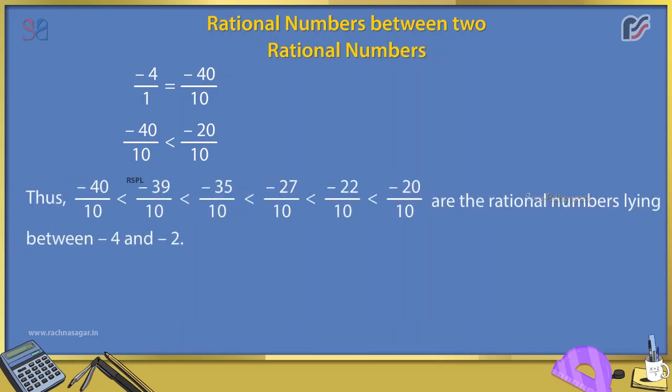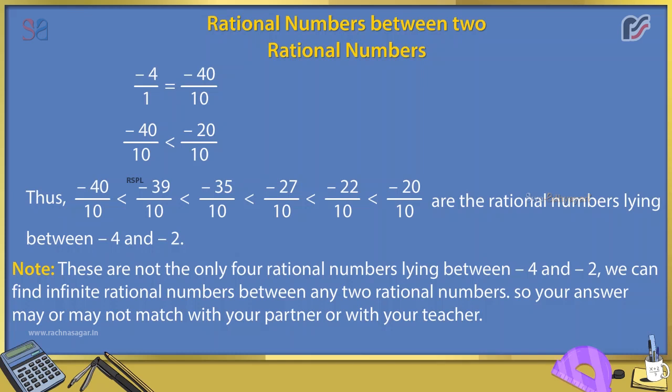Thus, minus 40 by 10 is less than minus 39 by 10, which is lesser than minus 35 by 10, which is lesser than minus 27 by 10, which is lesser than minus 22 by 10, and which is lesser than minus 20 by 10, are the rational numbers lying between minus 4 and minus 2. These are not the only 4 rational numbers lying between minus 4 and minus 2. We can find infinite rational numbers between any 2 rational numbers. So your answer may or may not match with your partner or with your teacher.